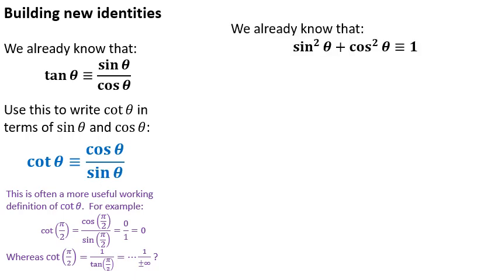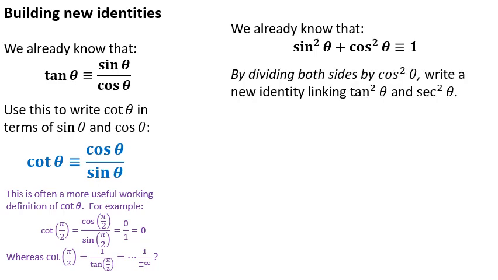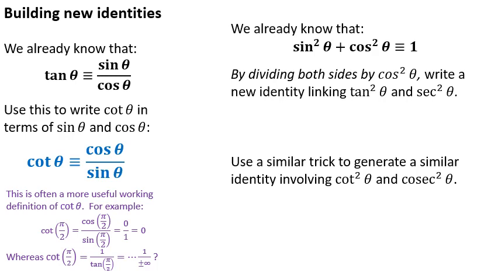All right. Next, this is the second of the two trig identities that you already know. And from this one, similarly to the previous thing we've done, we're going to derive some more trig identities. This is the trick. Divide both sides by cos squared theta and see if you can create a new identity that connects tan squared theta and sec squared theta. Pause now and give that a go. When you finish that one, try a similar thing to create an identity involving cot squared and cosec squared.